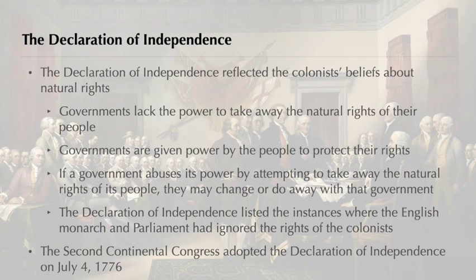"Whenever any form of government becomes destructive of these ends, it is the right of the people to alter or to abolish it, and to institute or create new government."